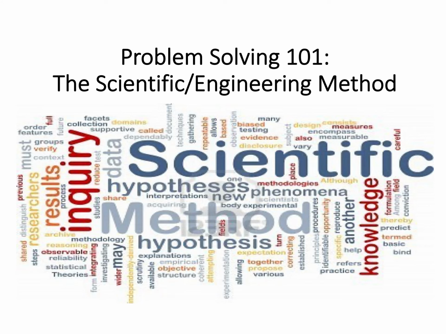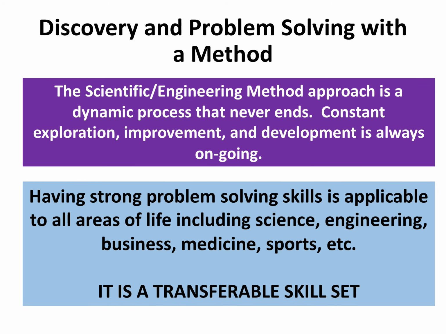So we're going to do a quick synopsis of some parts of the scientific / engineering method. The science engineering method approach is a dynamic process that never ends. We use a series of sequential, logical steps to explore and explain natural phenomena and help us solve engineering problems.